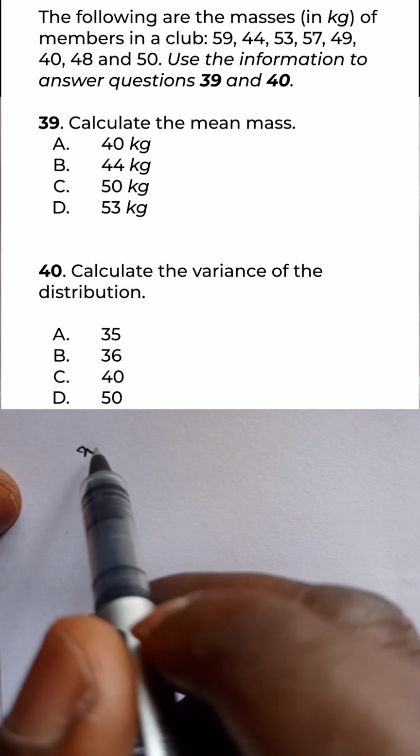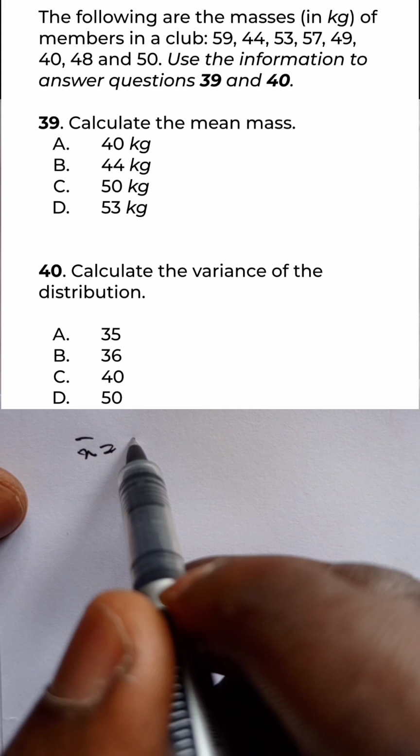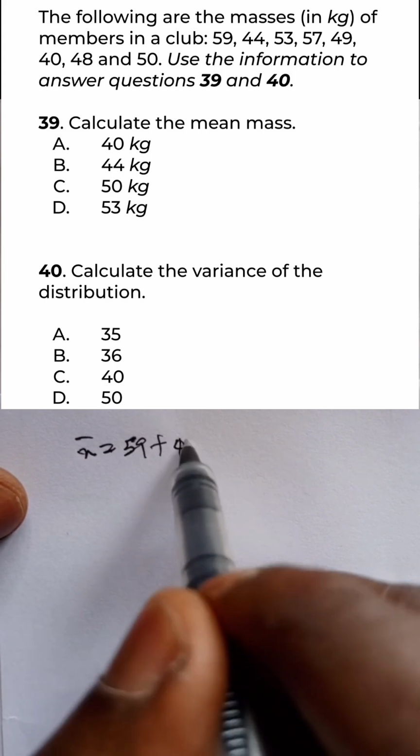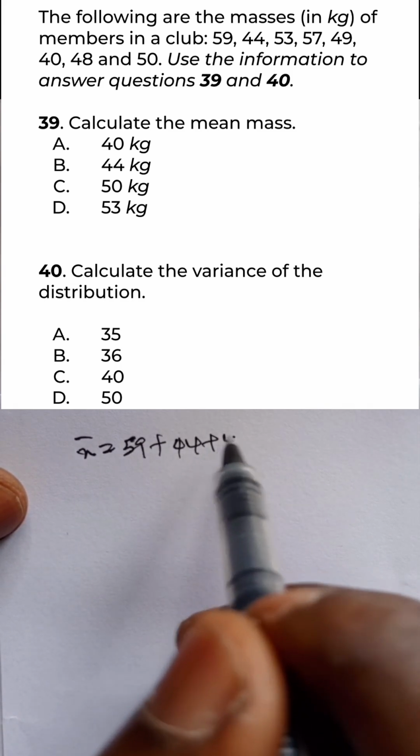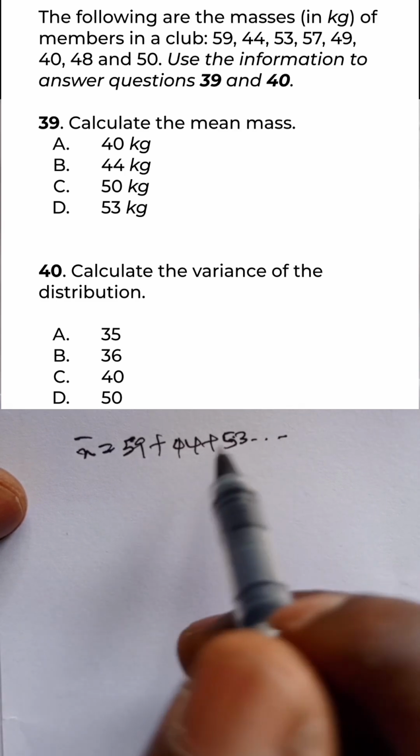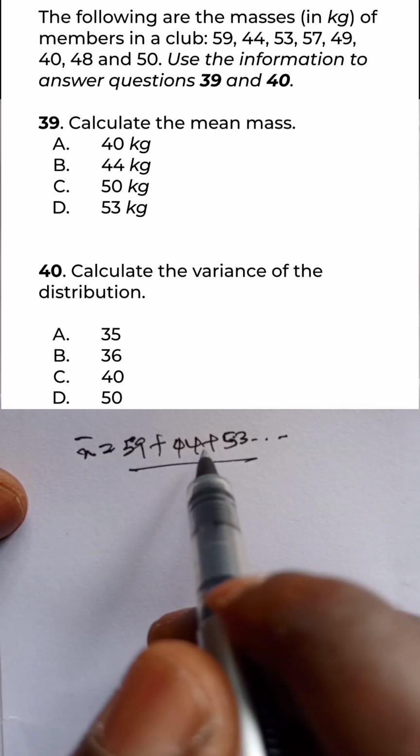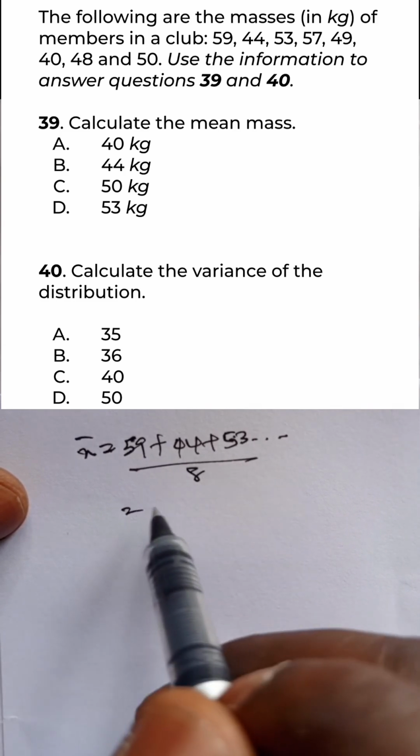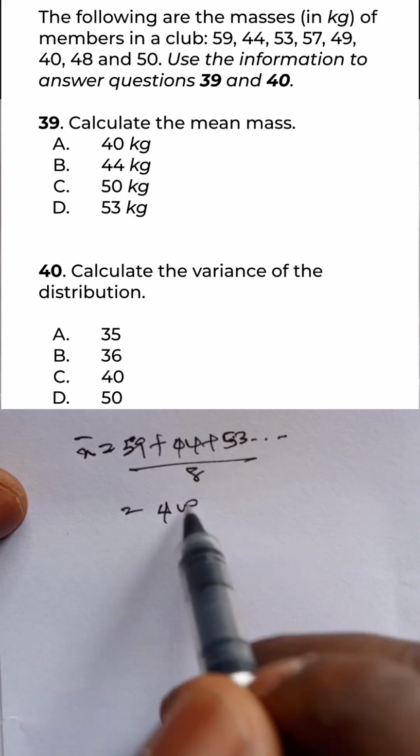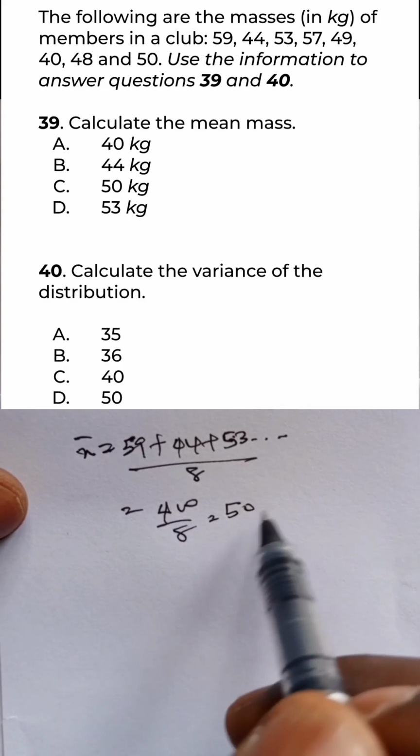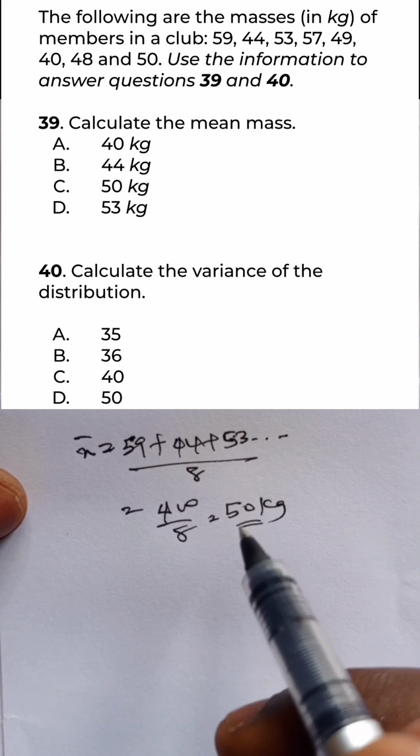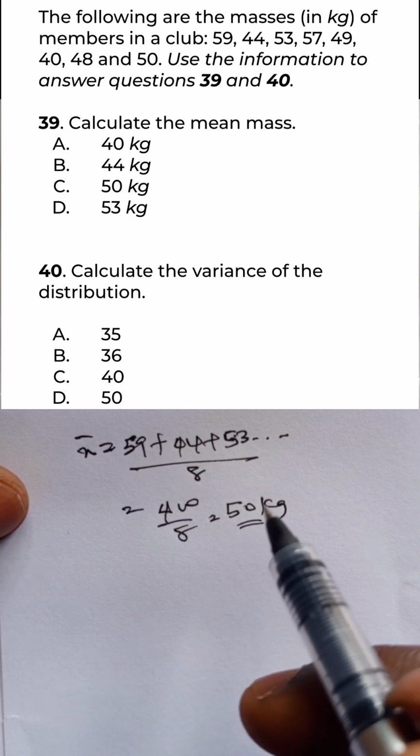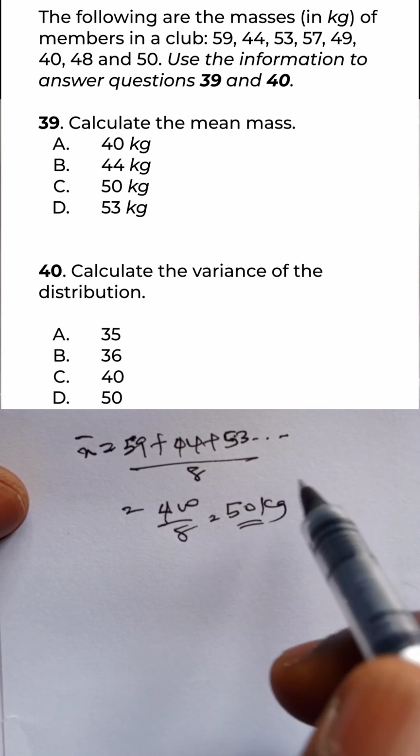To calculate the mean, we don't need to rearrange it first. We can just add it together: 59 plus 44 plus 40 plus 53. You add everything together and you divide by the number of items, which I think is 8 if you count them. When you add it together, you are going to get 400, and 400 divided by 8 is going to give you 50. That is the mean of this distribution. For question number 39, the answer is C, which is 50 kg.